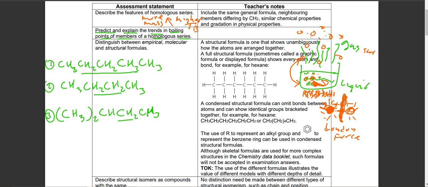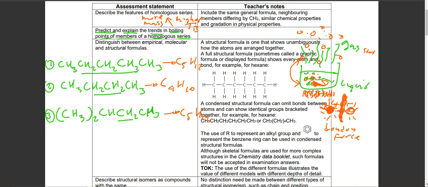So according to this principle, if you take a look at compounds 1, 2, and 3, 1 and 3 have the same molecular formula. The molecular formula here is C5H12, I think 12 is supposed to be, yes. This one is C4, and H is 10. This one is also C5, 1, 2, 3, 4, 5, and the hydrogen will be 12.